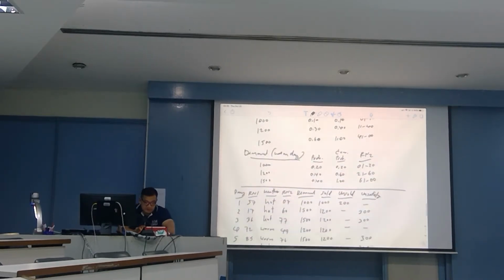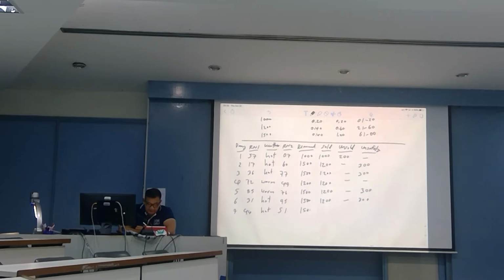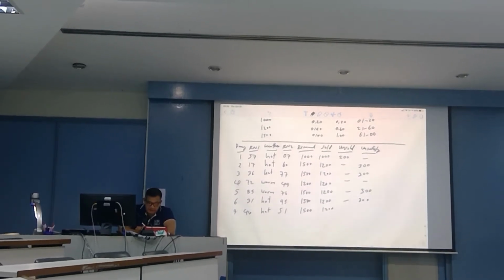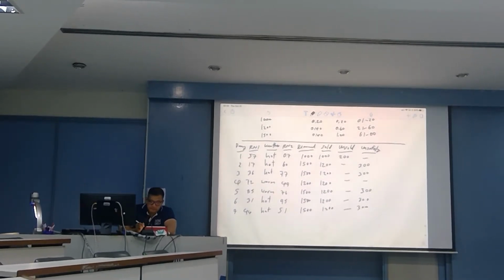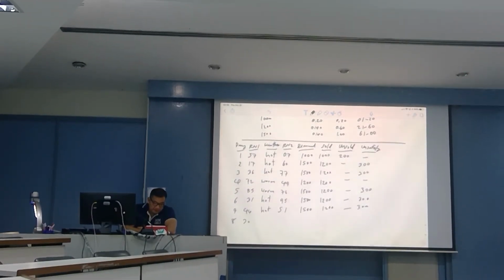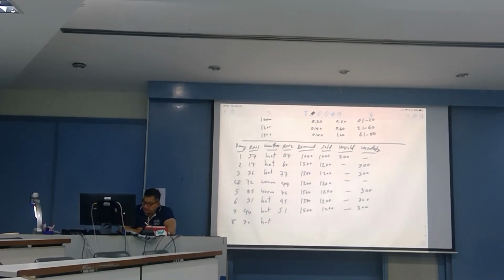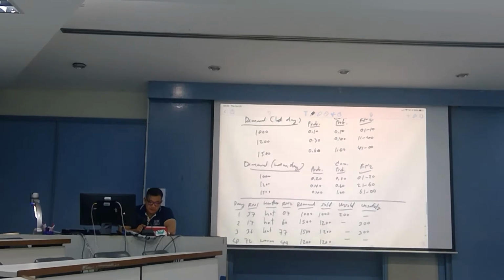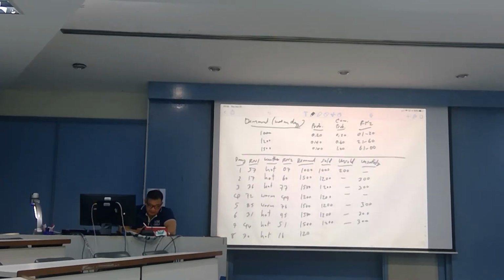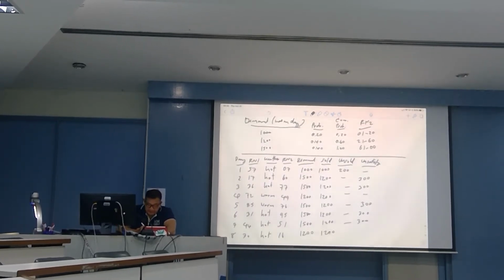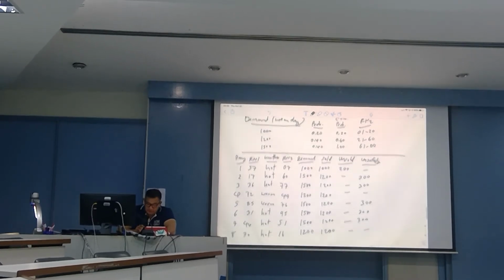So 1,500. The 8. 30. Still hot day. 16. We have 1,200 at the demand, so you can sell 1,200. No, 35.